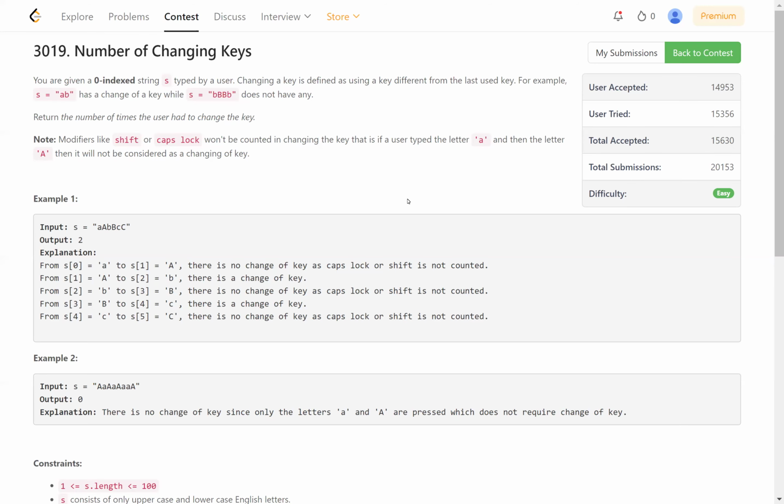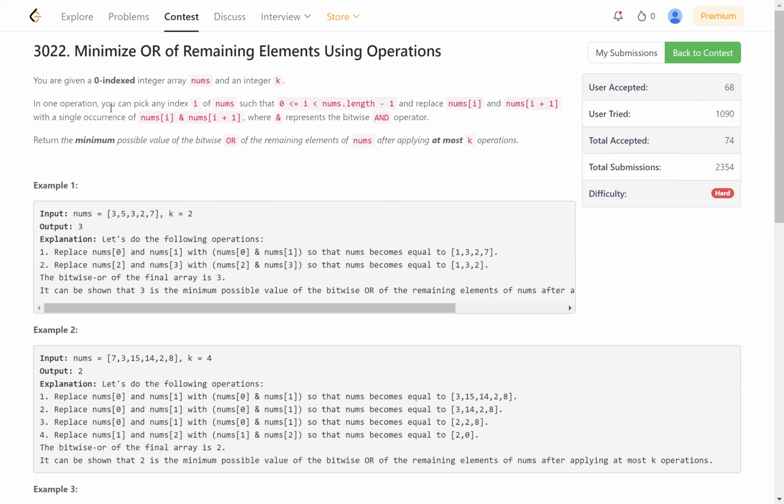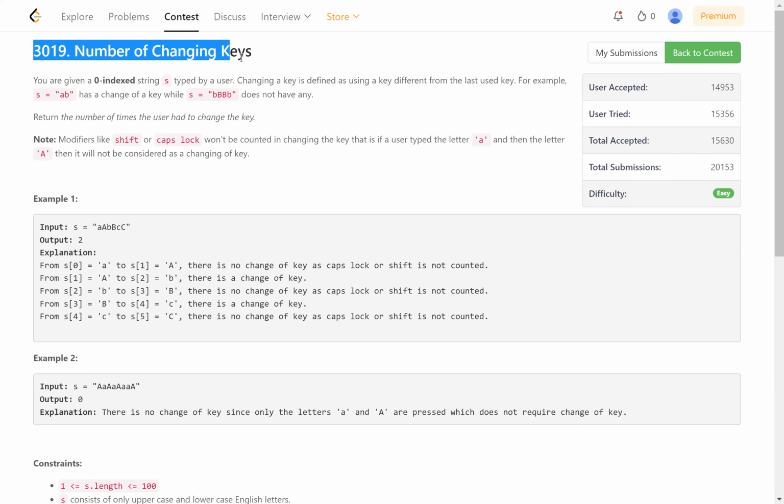So, hi everyone, I'm Raghav, and here in this video, we will discuss the first three problems of Leetcode Contest 382, and we will discuss the intuition of the fourth problem. So, here this is the first problem of the contest, number of changing keys.